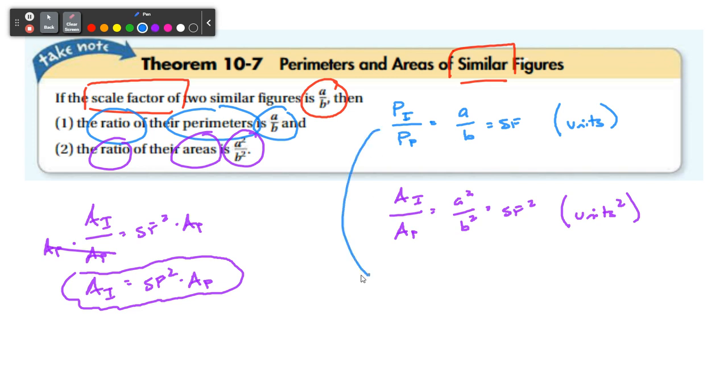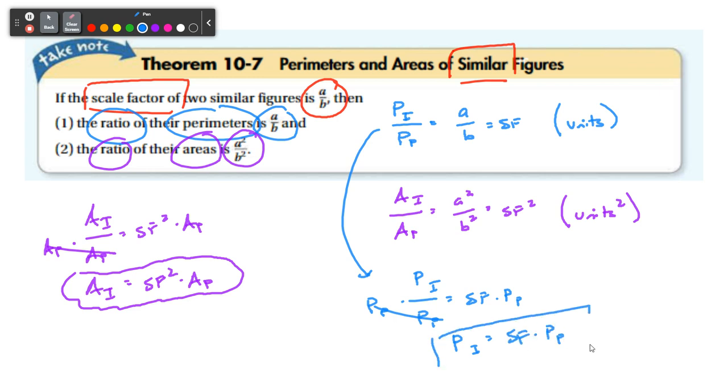You would do the same thing with the perimeter. The perimeter of the image over the perimeter of the pre-image is equal to the scale factor. Multiply by the denominator, the perimeter of the pre-image, and they cancel. To find the perimeter of your image, your new figure, you simply take the scale factor and multiply it by the perimeter of the pre-image. We did this when we did similarity back in chapter 7.